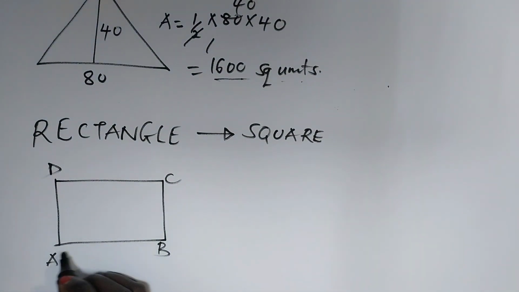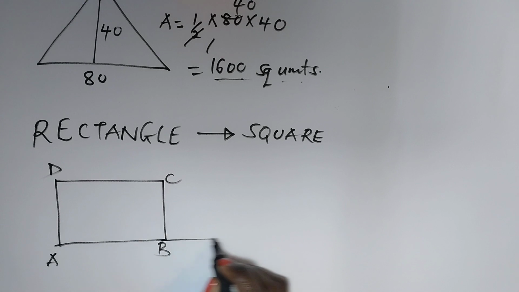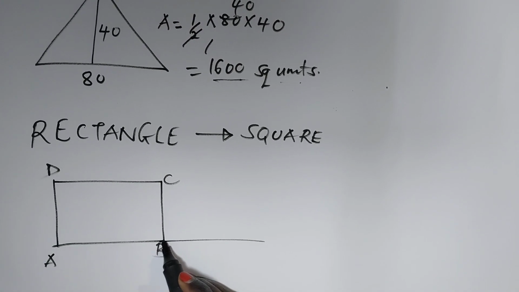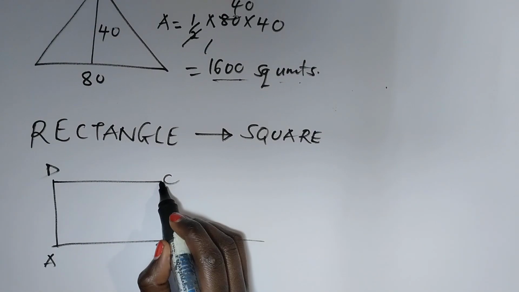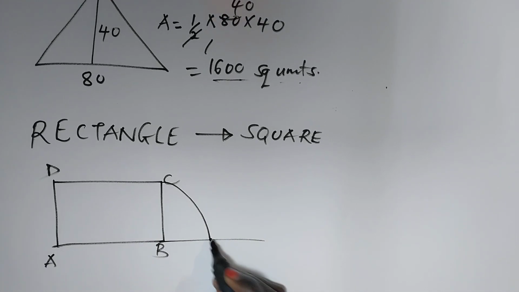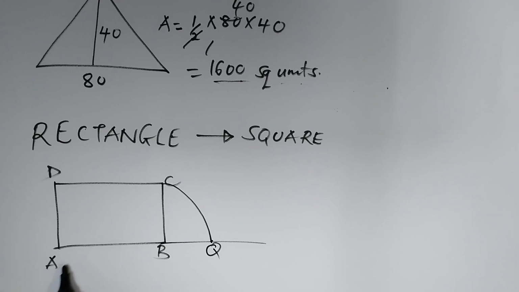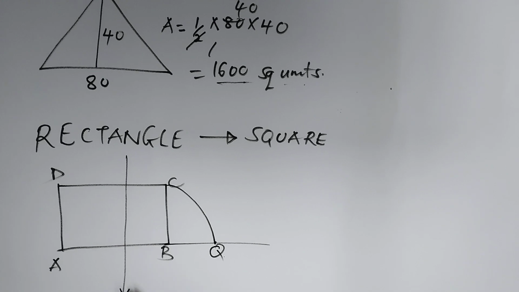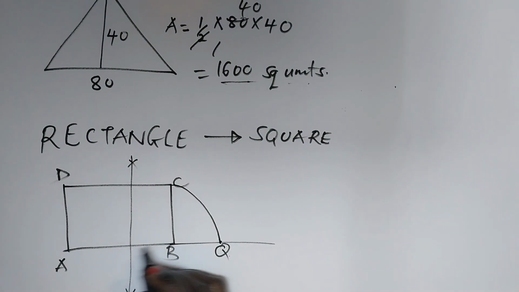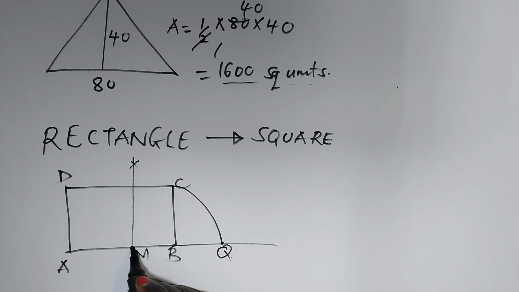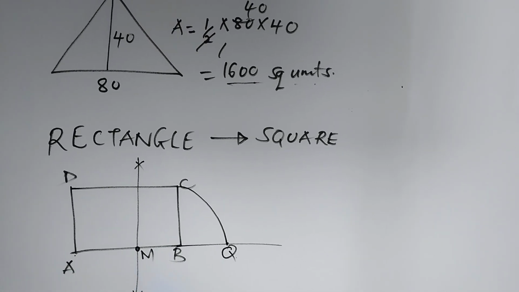So the first step, you are going to extend line AB. Then from there, put one leg of your compass at point B, open it to point C and draw this arc to form a sector. Now, the end of this arc, we can call it point Q. Now, you are going to bisect this line AQ. Let's call the point of bisection between A and Q point M.